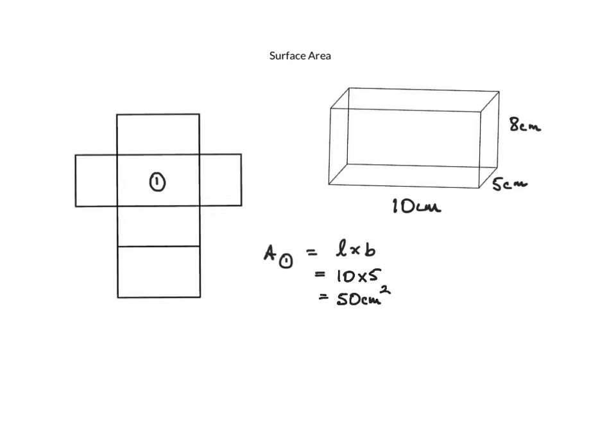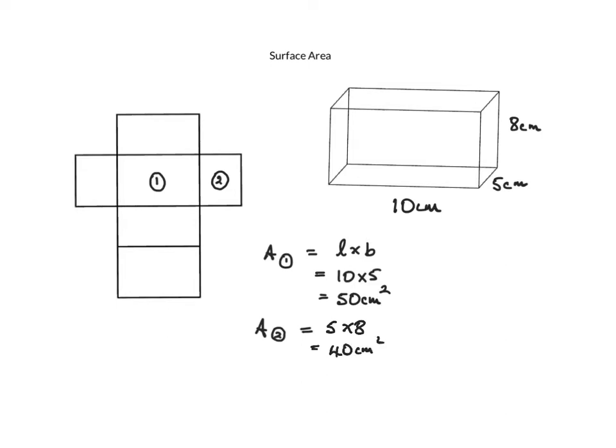Don't forget the units. Area 2, why don't we make area 2 the right hand side? Length times breadth again. I'll not write the formula down. Which dimensions do we use to work out the area of the right hand side? Here it is here. So it's going to be 5 and 8. 5 times 8 is 40 centimetres squared.